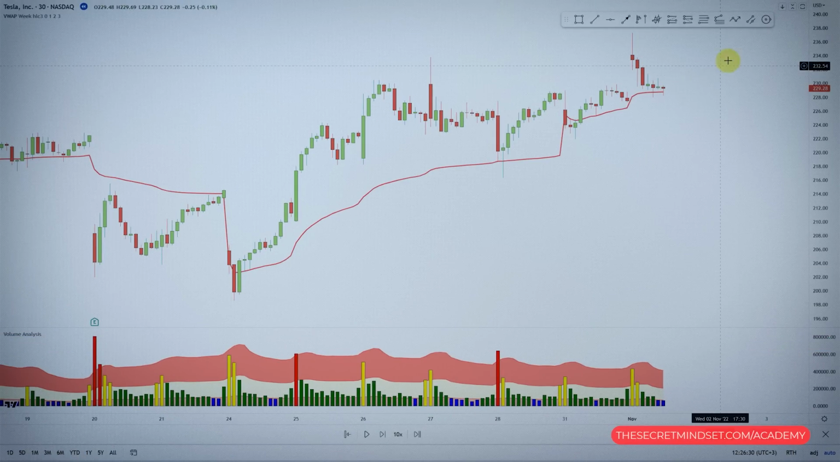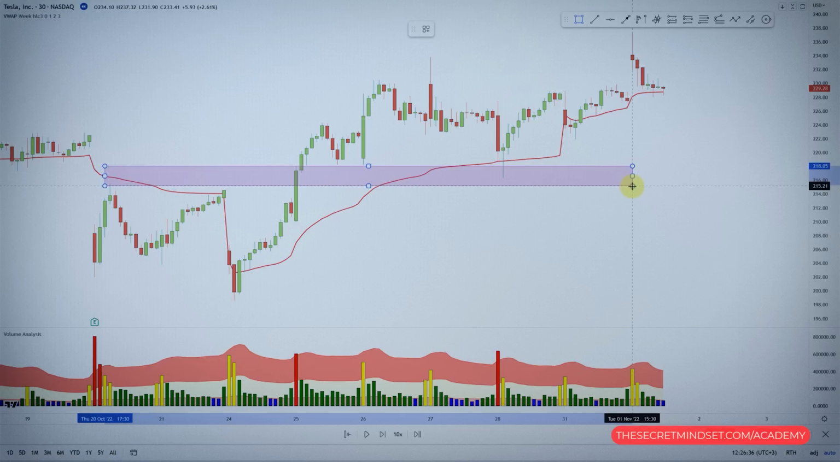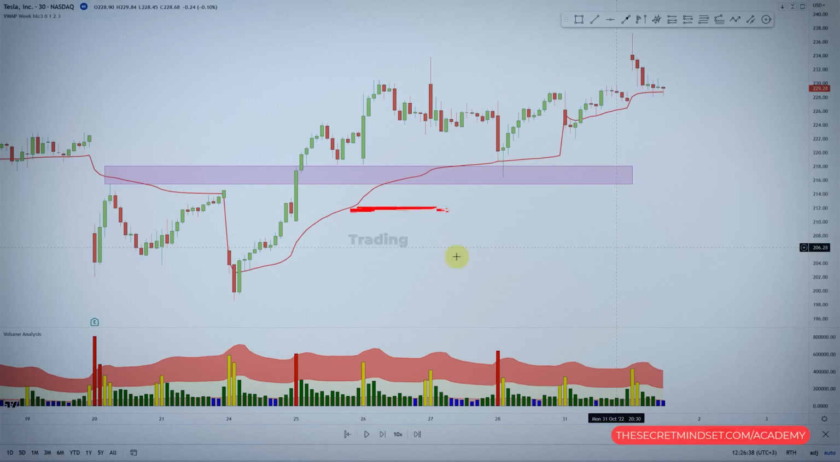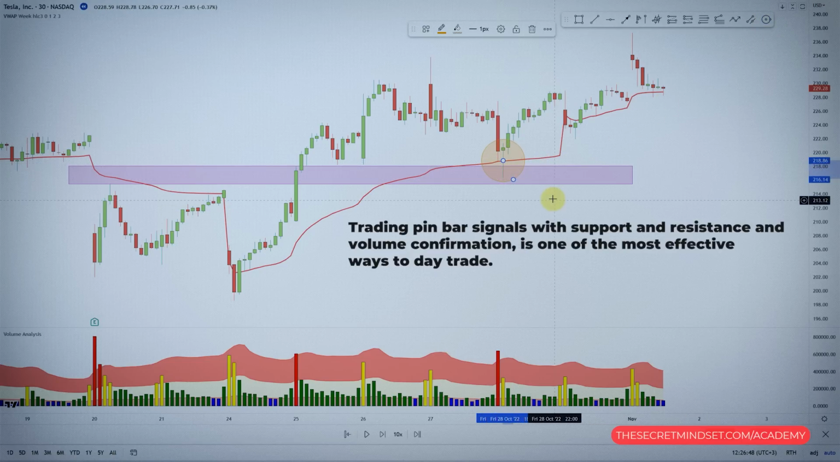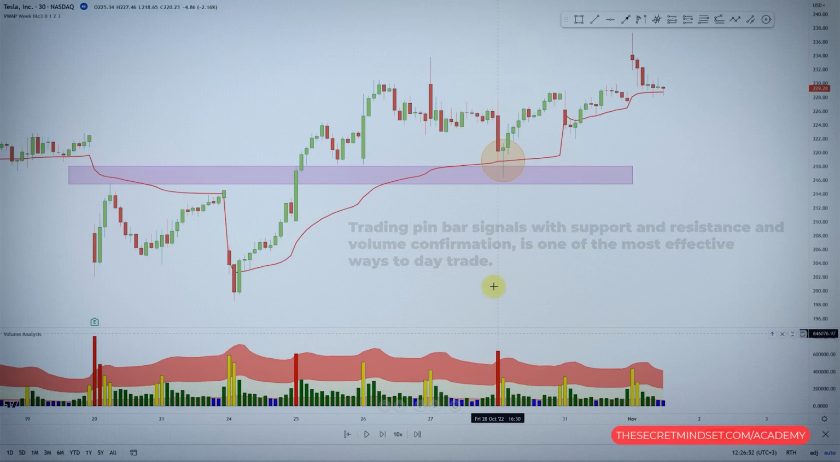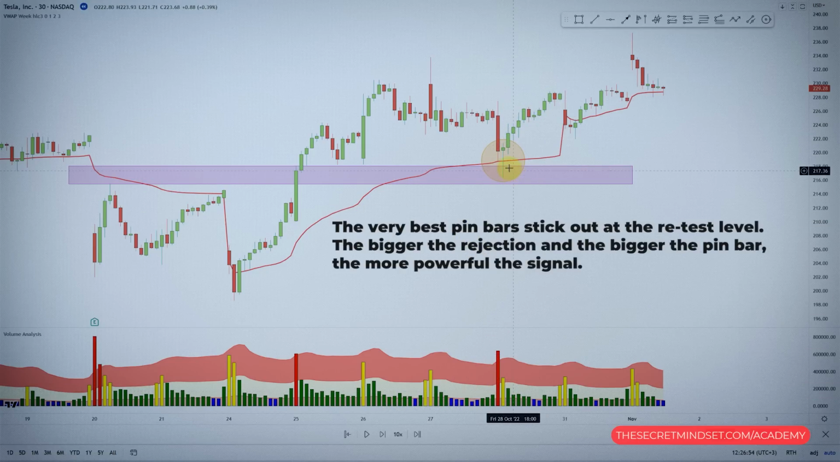The pin bar is one of the most powerful price action signals during retests, and the signal I rely the most in my trading. A pin bar signals that a reversal may be about to take place in the price action. Trading pin bar signals with support and resistance and volume confirmation is perhaps one of the most effective ways to day trade. The very best pin bars stick out at a retest level.